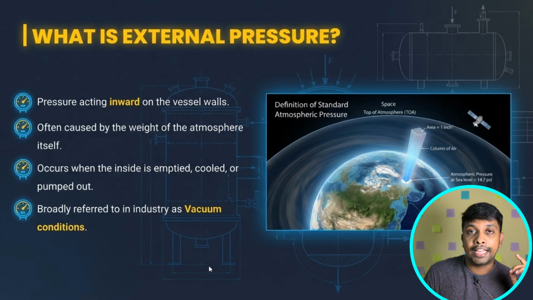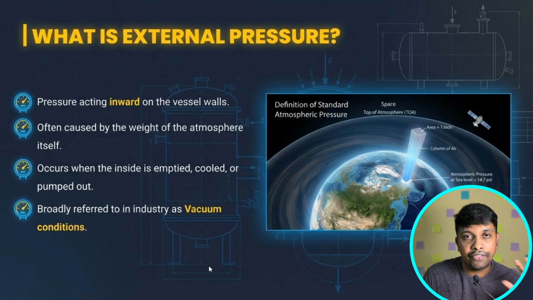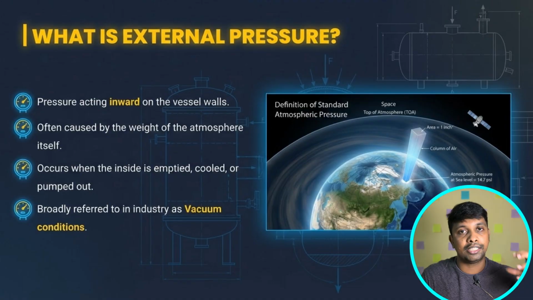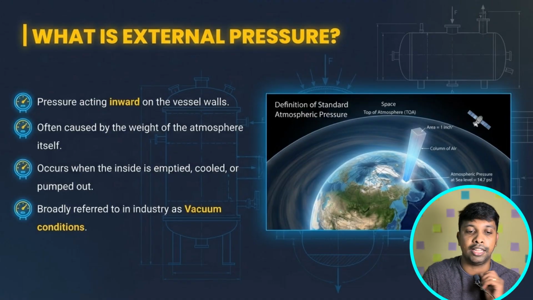How does external pressure happen? If you consider internal pressure, you already know there is some process that causes it. But how does external pressure occur? External pressure is often caused by the weight of the atmosphere. The earth has an atmosphere, and due to its weight there is some pressure. We experience that pressure, and the vessel also experiences it as external pressure.